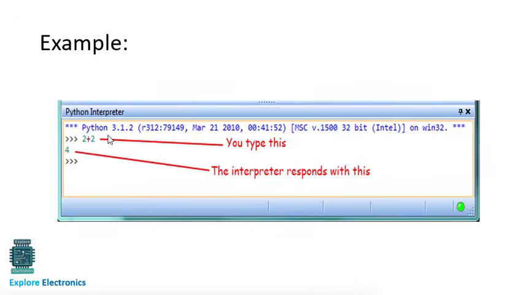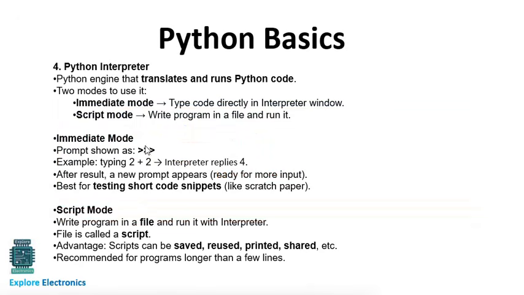It's a Python interpreter. This is the user input which you gave to perform a specific task. When you type this, the prompt is automatically given by the interpreter. The interpreter responds to your input. This is the output of this input. Here, in immediate mode, the prompt is shown as this operator. As you saw in the example, typing 2 plus 2 is a user input. For that input, the interpreter replies 4.